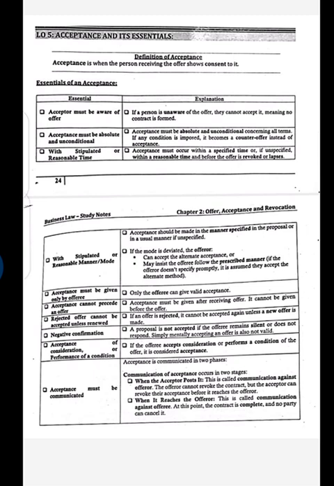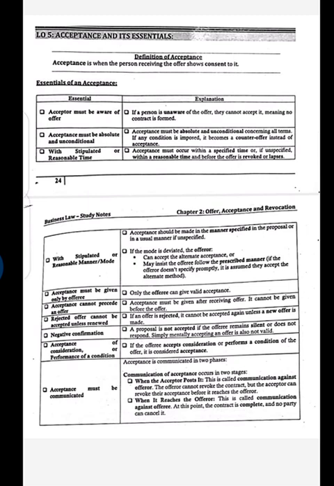If a person is unaware of the offer, they cannot accept it, meaning no contract is formed. So if the person to whom the offer is made is unaware of the offer, then that cannot be the acceptance. He is not showing his consent, so it will not be acceptance. Acceptance must be absolute and unconditional concerning all terms. If any condition is imposed, it becomes a counter offer instead of acceptance. So there must not be any condition involved in the acceptance.